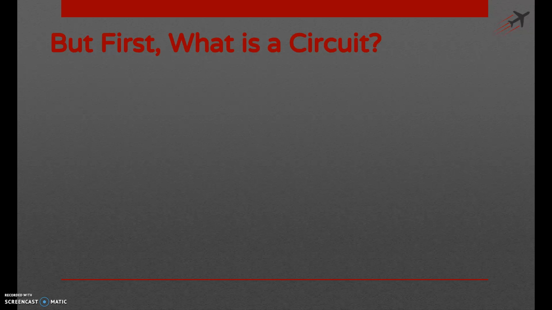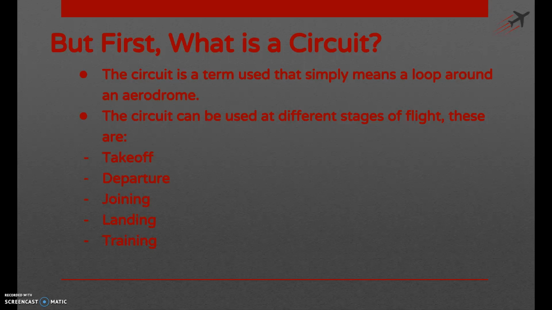So I hear you saying, what is a VFR circuit, or what is a circuit? To put it simply, the circuit is a term used that simply means a loop around the aerodrome. The circuit can be used at different stages of flight. These are takeoff, departure, joining, landing, and also if you're just doing a standard training flight.